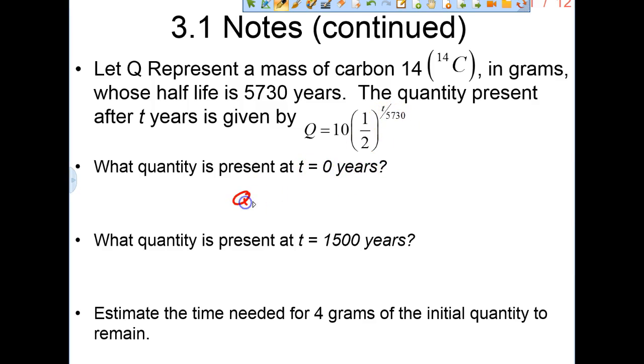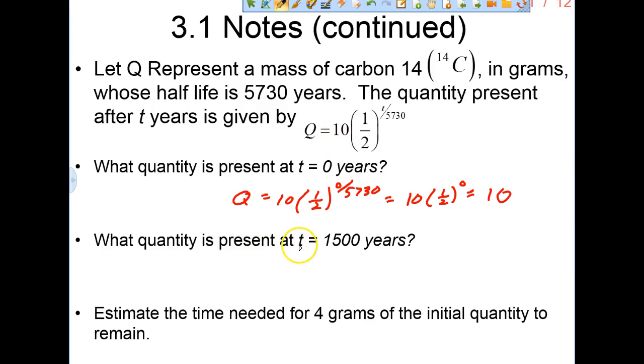So I get Q equals 10 times 1/2 to the 0 over 5,730. So 0 over 5,730 is 0. So 10 times 1/2 to the 0, well, is of course just 10, or 10 times 1, right? So there are 10 grams present at the beginning, right? So 10, that's kind of like the P, the principal value.